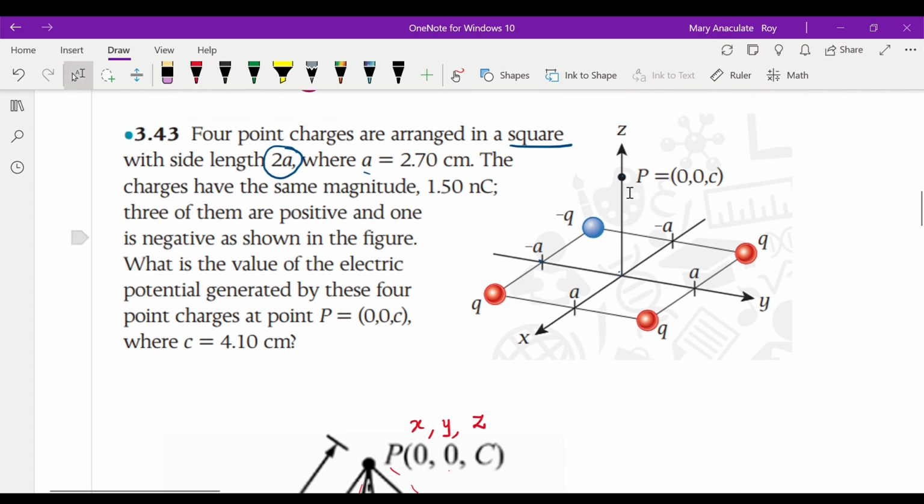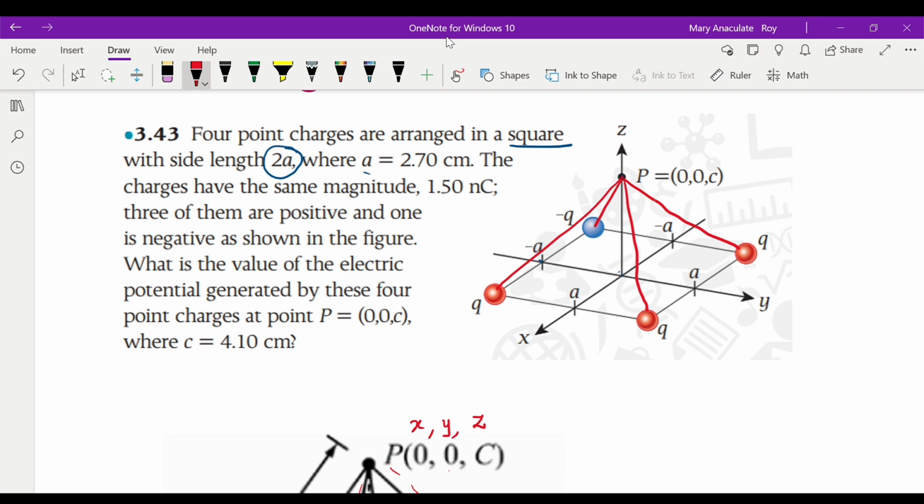You have a point P right above a square, positioned at a vertical distance of C from the square, and we do not have the distance of the point P from each of the charges. If P was in the middle, then you could find the two-dimensional distance. But since P is above, you need to find this distance from Q1 and Q2, Q3 and Q4. I hope you got it.